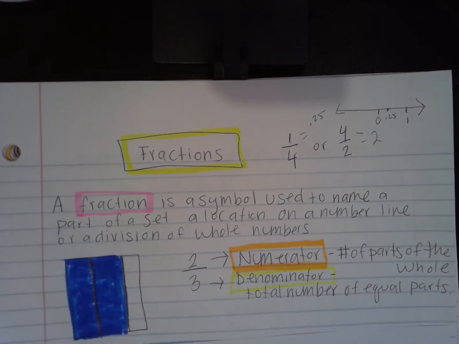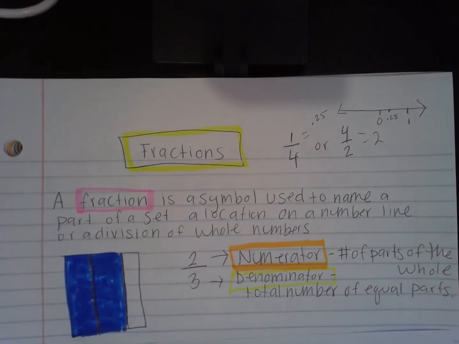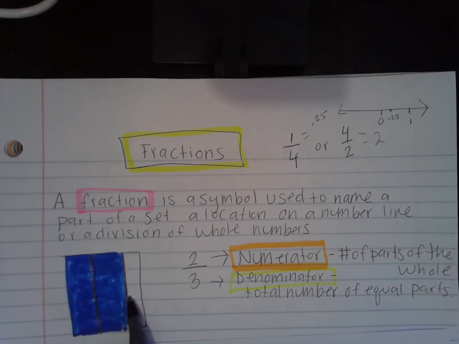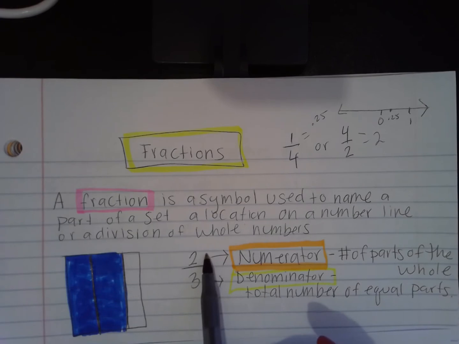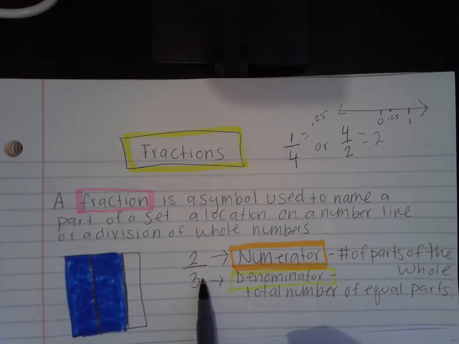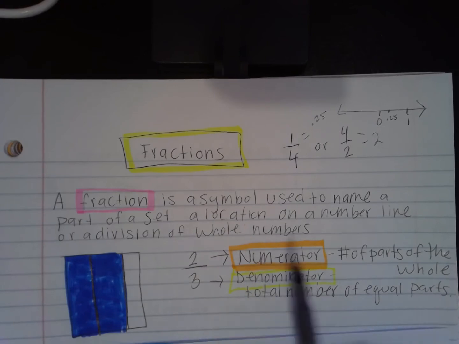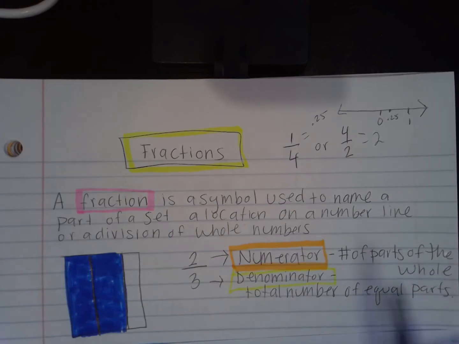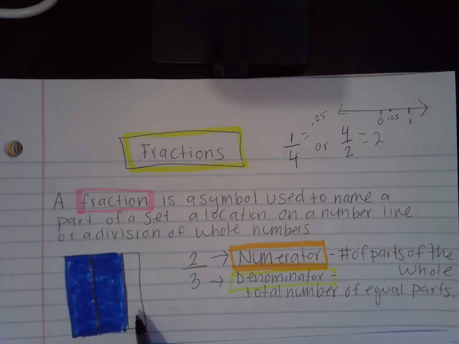And I also wrote a visual here. So, if I have 3 parts, and I only want 2 parts, so I shaded in the 2 parts here, that means that I have 2 parts of the 3 of the whole. So my top number, go ahead and write your numerator, which is number of parts of the whole, and your bottom number is called your denominator, which is the total number of equal parts. So in this case, our total number of equal parts is 3, but we're only taking 2, so that means that we have 2/3. Okay.